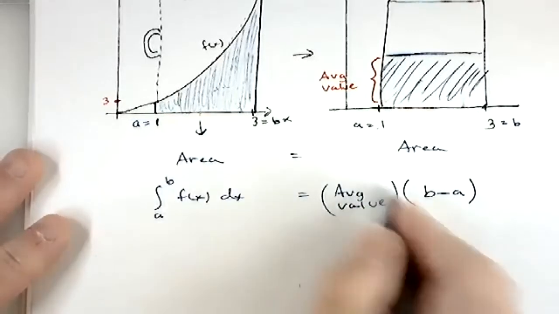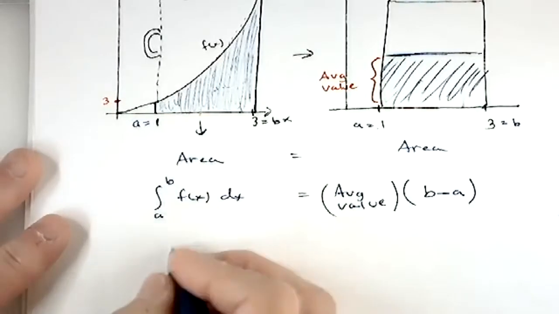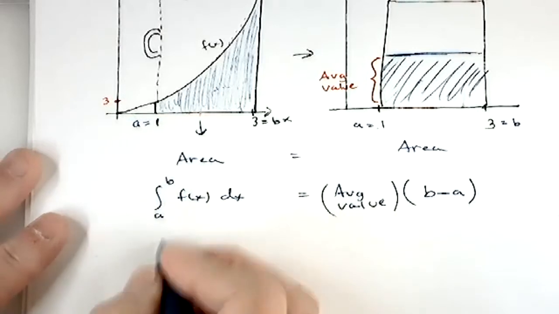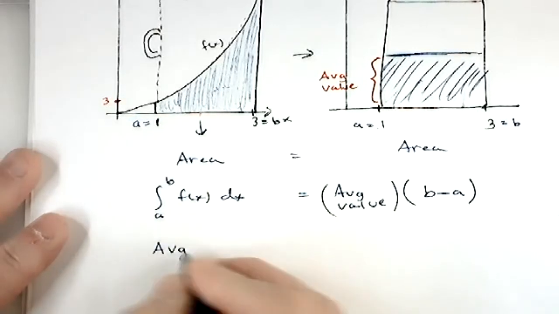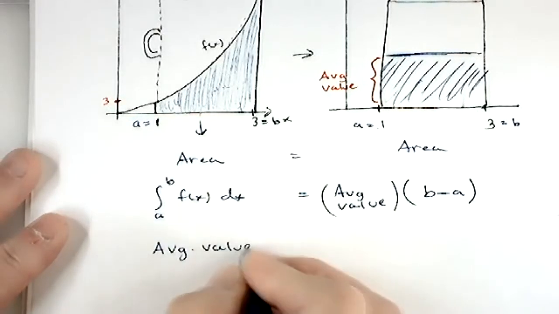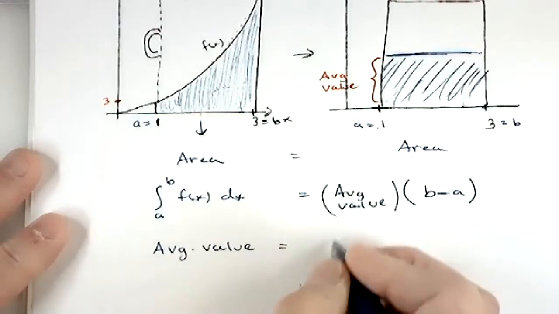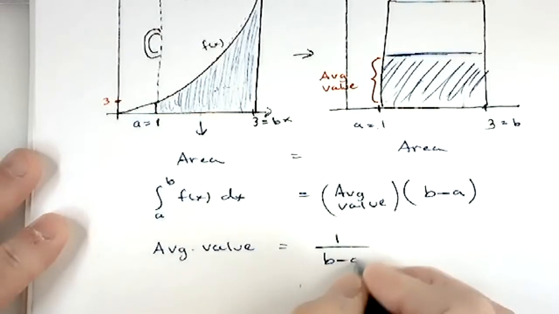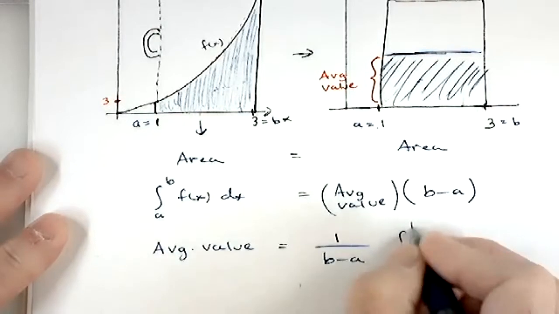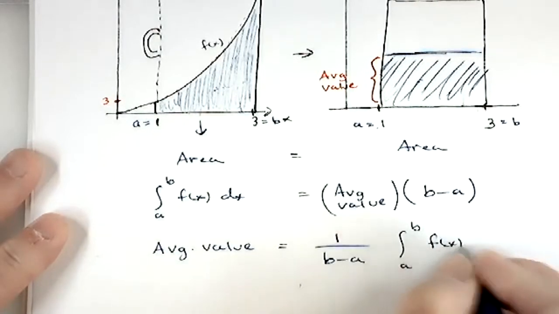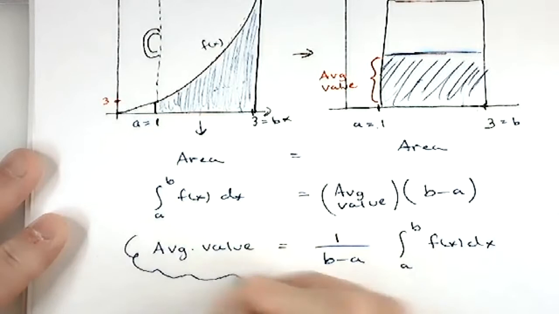Since what I'm looking for is a formula for the average value, if I just divide both sides by B minus A, we get this familiar formula that you've probably looked at. I like to write it as 1 over B minus A times the integral from A to B of f of x dx. This is the formula you've been working with.